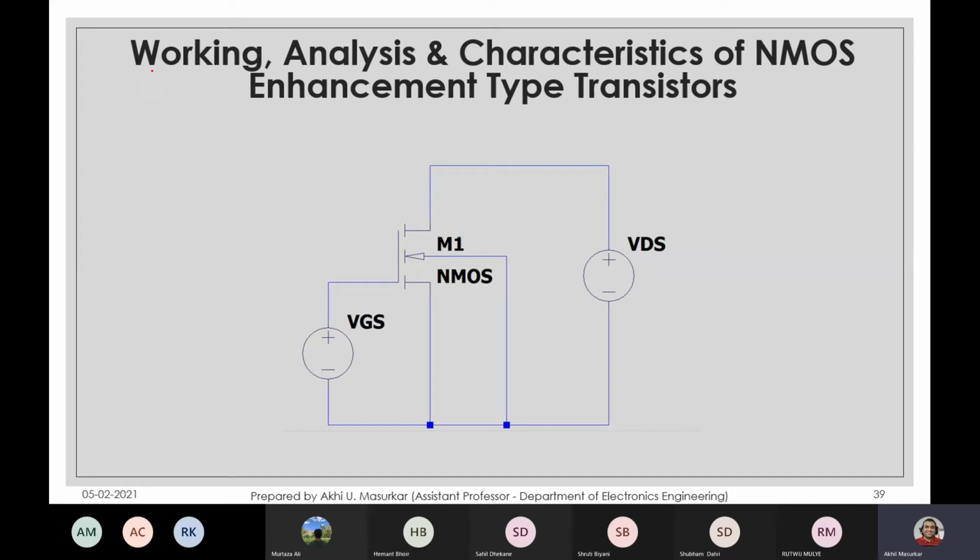So today we are going to start with the working, analysis and characteristics of NMOS enhancement type transistors, which will lay the foundation for our first topic, that is frequency response and amplifier design.